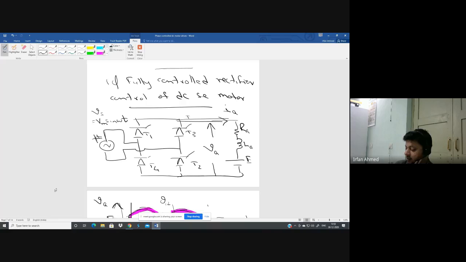Another method is you can use transformer with taps with an uncontrolled rectifier. The uncontrolled rectifier converts the AC into DC and the transformer is responsible for changing the voltage. So is that a good method?